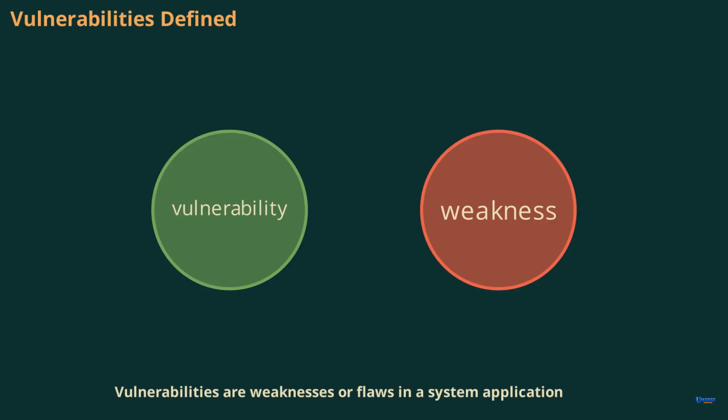Vulnerabilities are weaknesses or flaws in a system, application, or process that can be exploited by threats. Identifying and mitigating vulnerabilities is a crucial aspect of cybersecurity. These weaknesses can exist in software, hardware, configurations, or even human behavior. Let's explore the main categories of vulnerabilities that attackers commonly exploit.